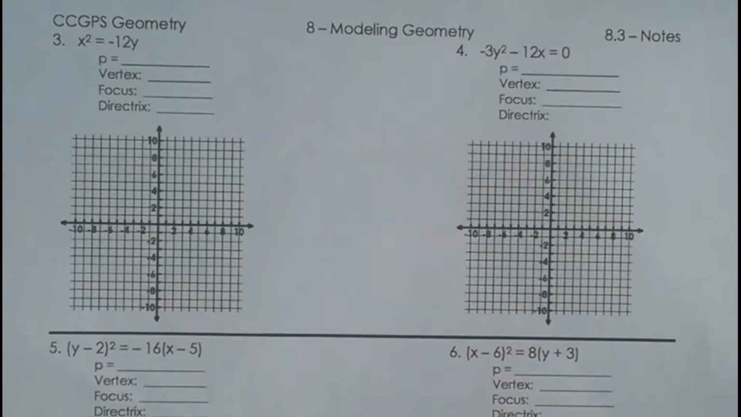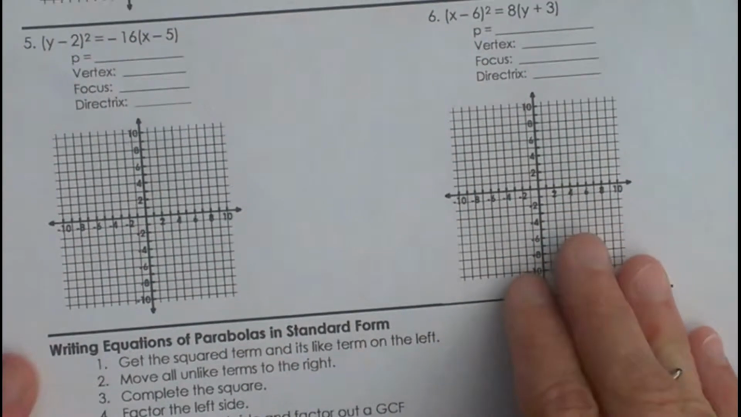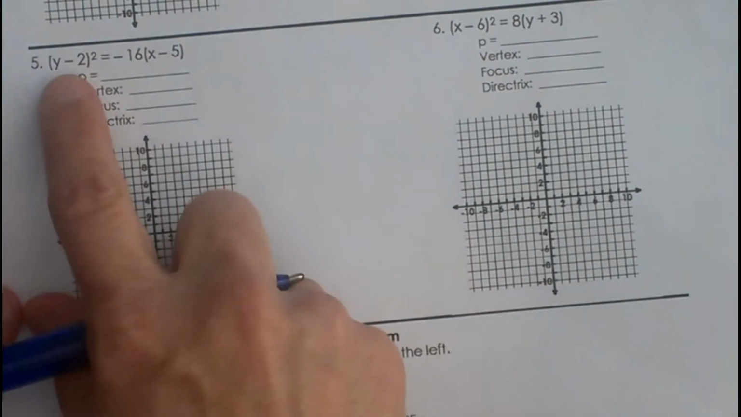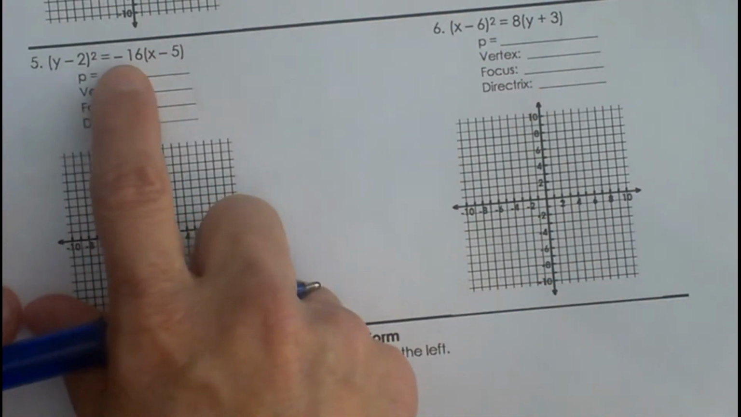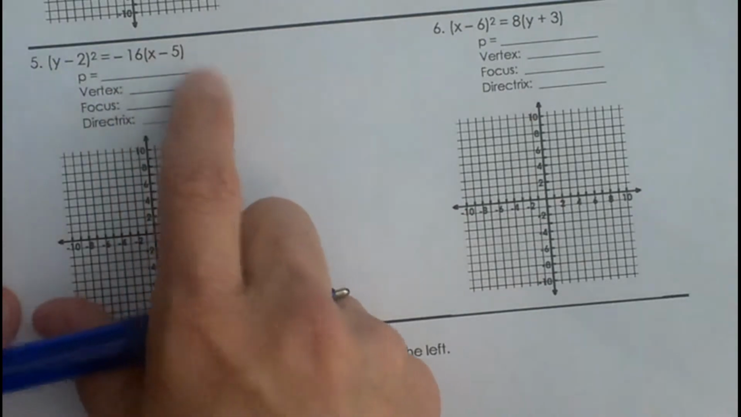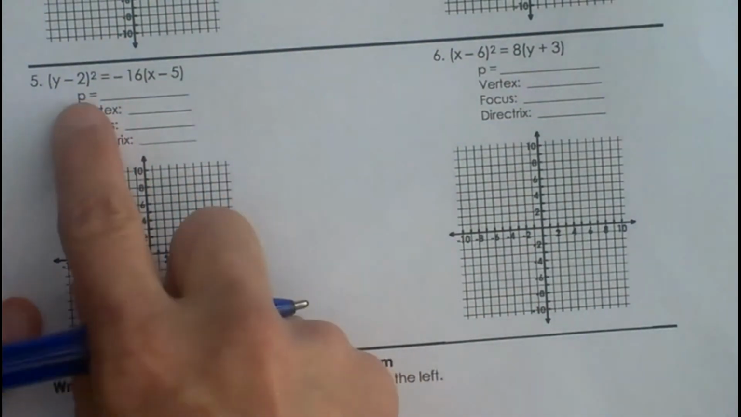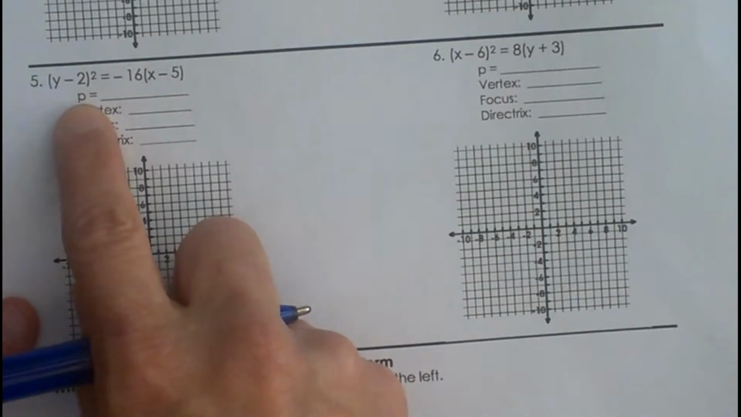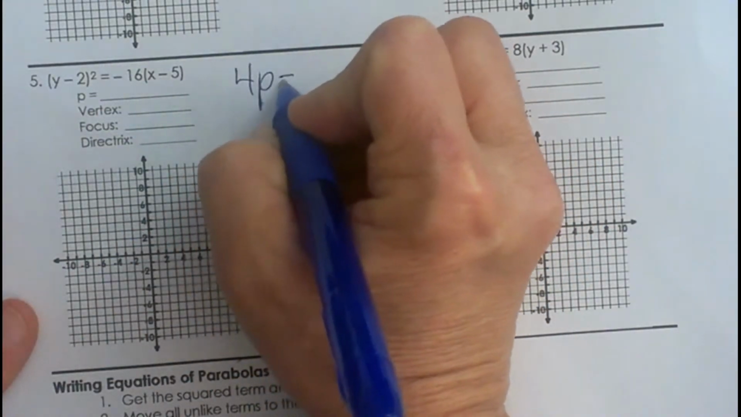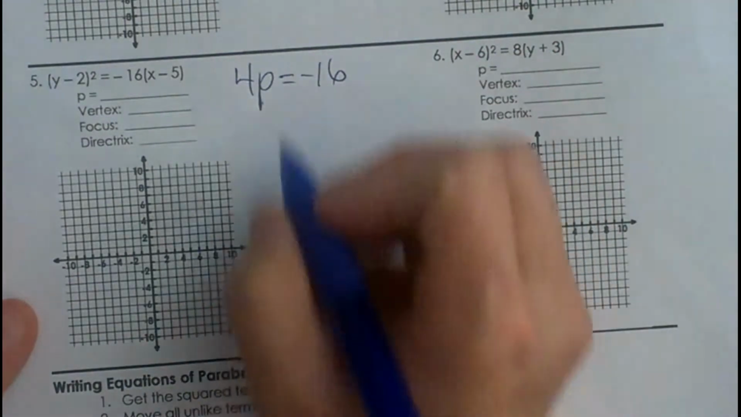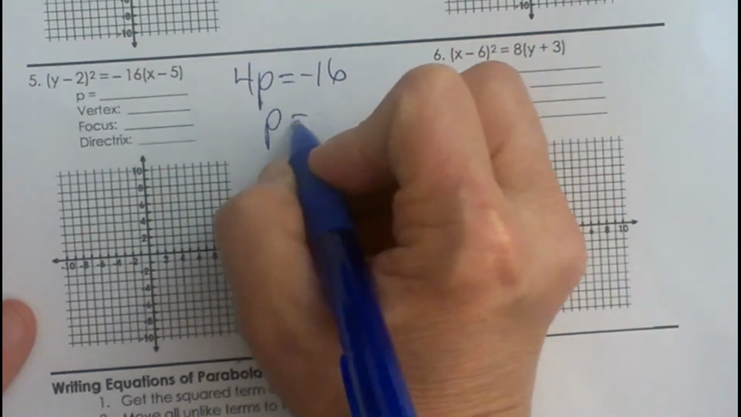Okay, so now let's look at a couple of these that are shifting. Okay, let's look at number 5. Number 5 is y minus 2 squared equals negative 16 times x minus 5. Let's focus on p for a minute. What's the coefficient? Well, our coefficient is negative 16. So 4p equals negative 16, so p is negative 4.